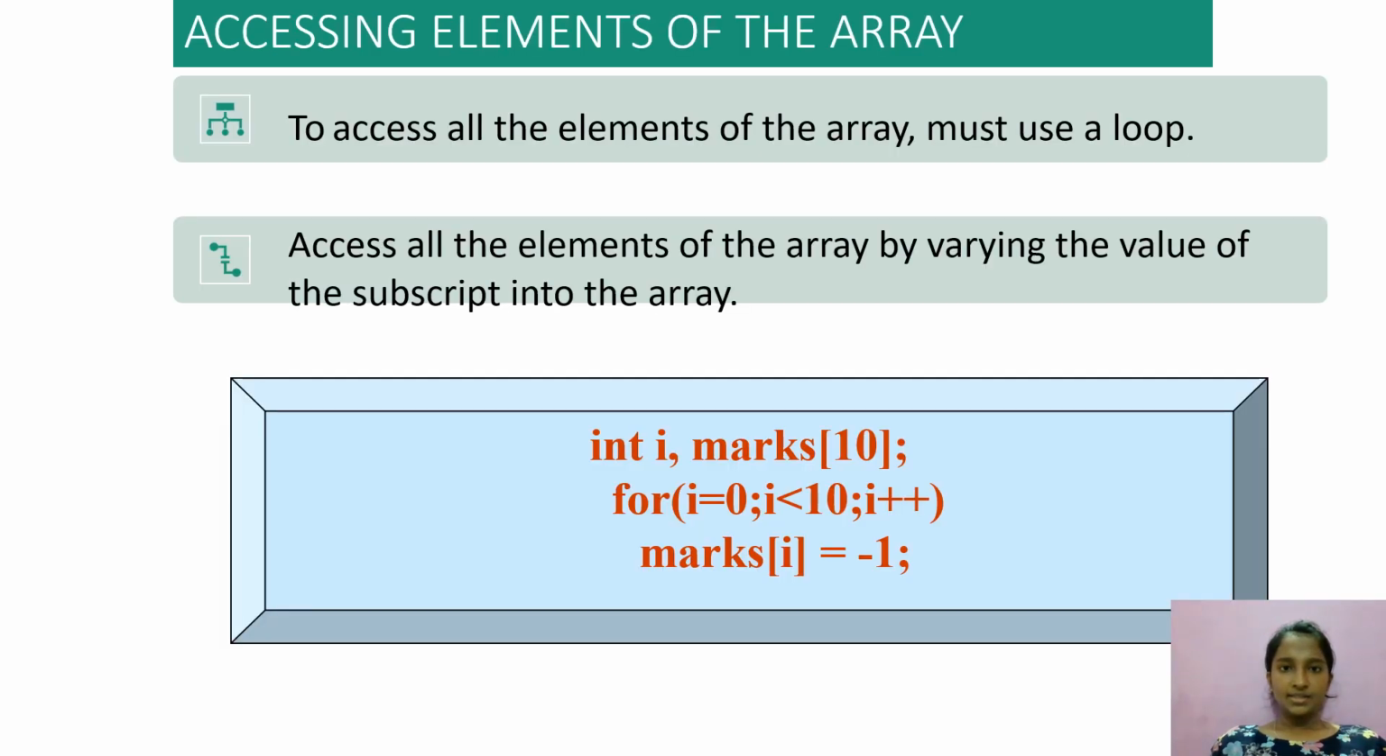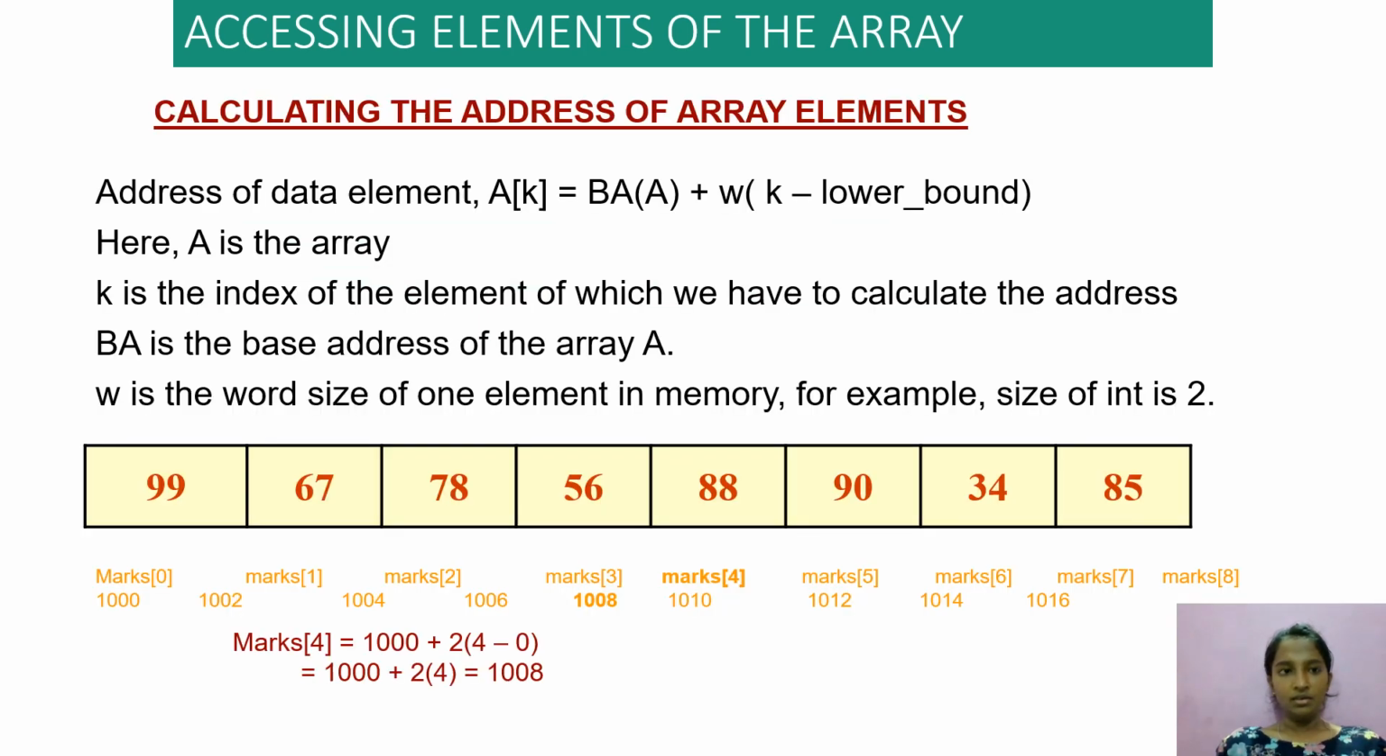Accessing elements of the array. To access all the elements of the array, we must use a loop. The loop is very important here so that you can access all the elements of the array, by varying the value of the subscript into the array. Like int marks[10]; for i = 0; i < 10; i++, marks[i] = -1. This is one of the examples.